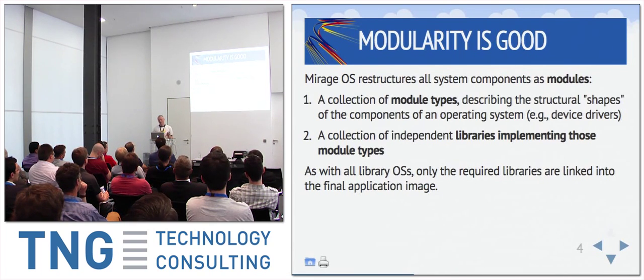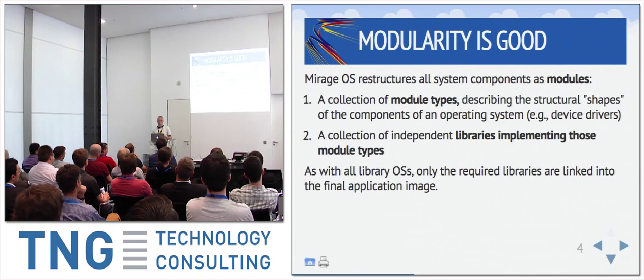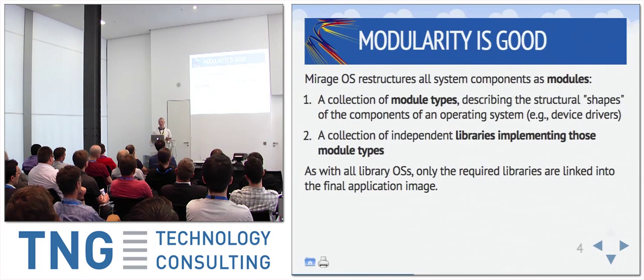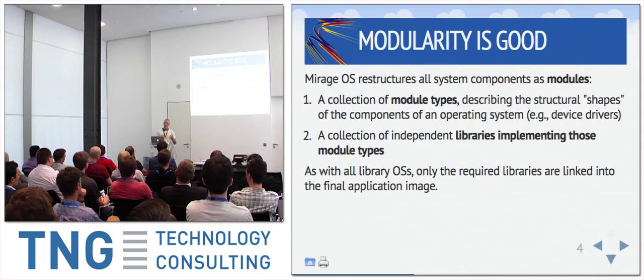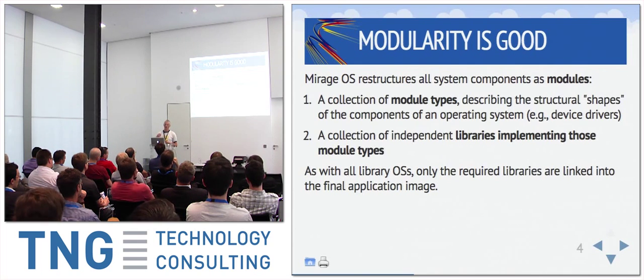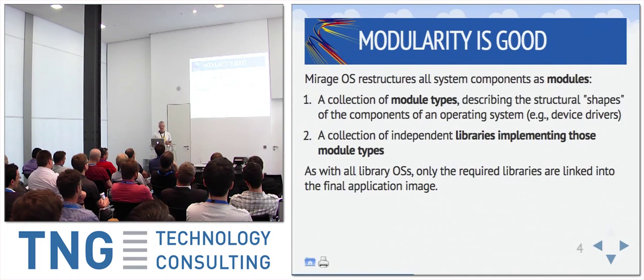So in Mirage, what we've done is we've taken all the system components that you normally expect to find in your operating system and restructured them as modules. What that means in practice is that we've got a collection of module types, so type signatures that define and describe the structural shape of each of these components. They say what types are expected to be contained in a module, and what operations are expected to be available in a module.